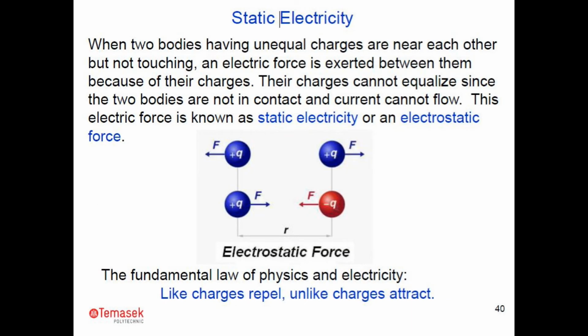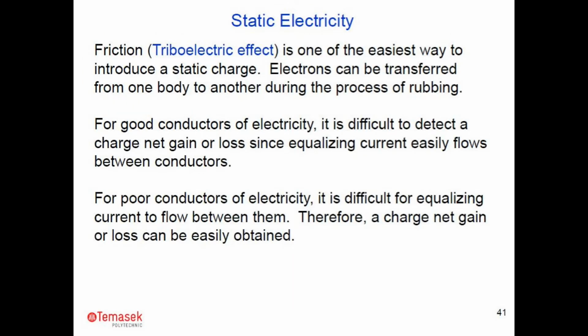When two bodies having unequal charges are near each other but not touching, an electric force is exerted between them because of their charges. Their charges cannot equalize since the two bodies are not in contact and current cannot flow. This electric force is known as static electricity or an electrostatic force. The fundamental law of physics and electricity is like charges repel and unlike charges attract.